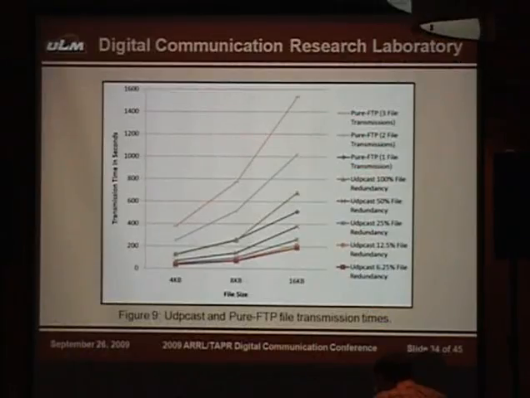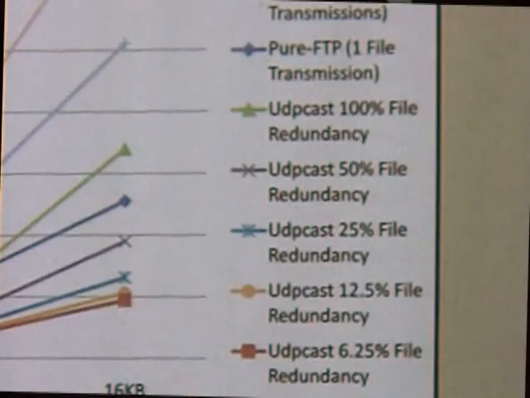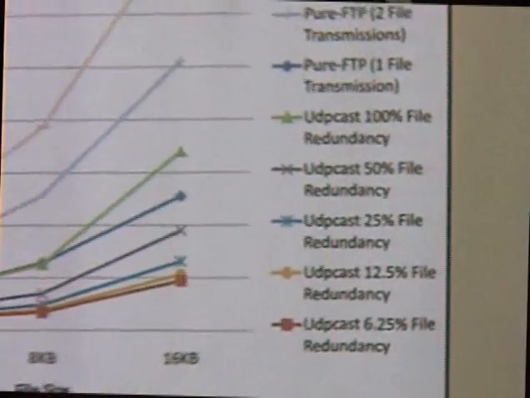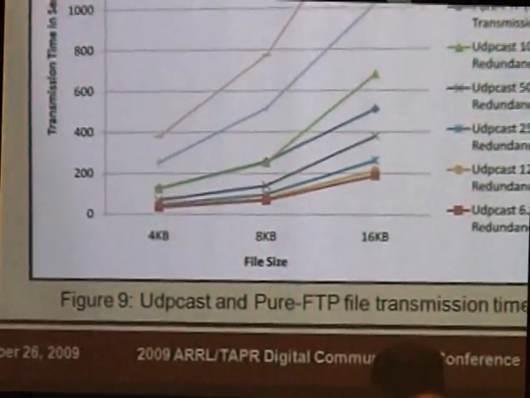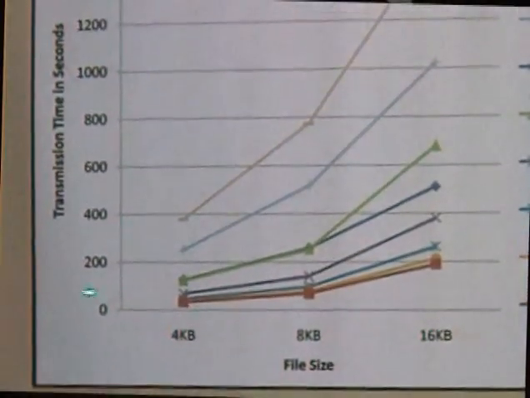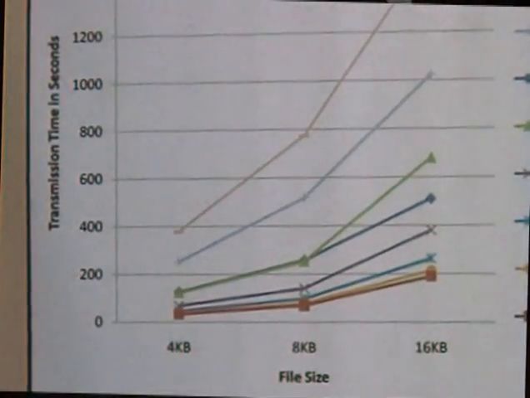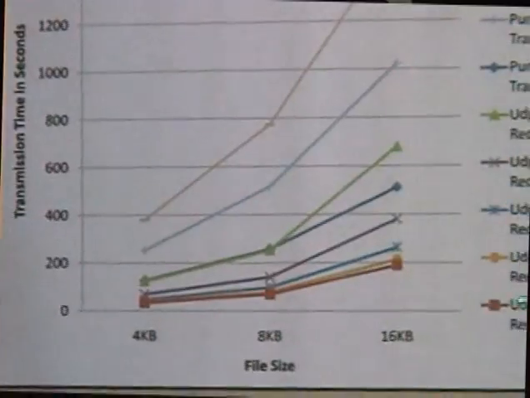So there are several tables in the paper. Tables are interesting, don't get me wrong, but a picture's worth 1,000 words again. What we see here, there's a lot of data plotted on this. So here is, for the different file sizes, 4 kilobyte, 8 kilobyte, 16, and then transmission times up here. This is the time it took in seconds.